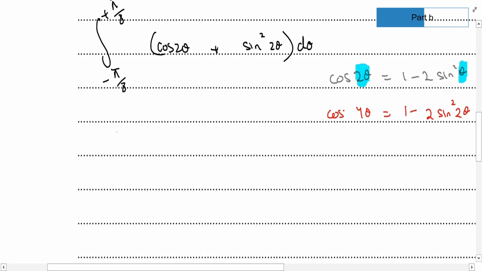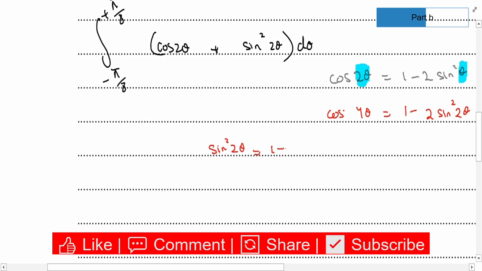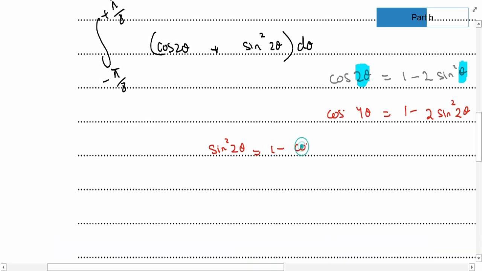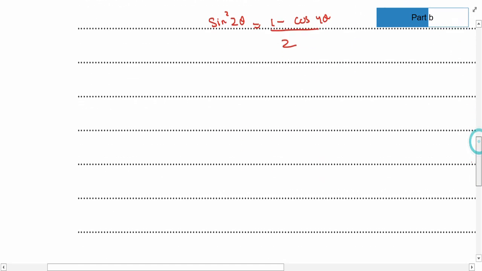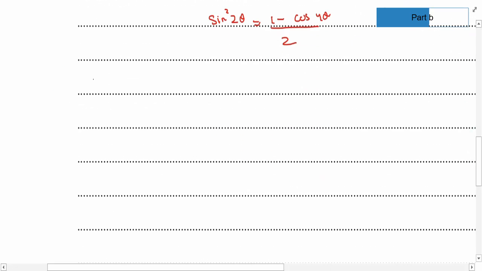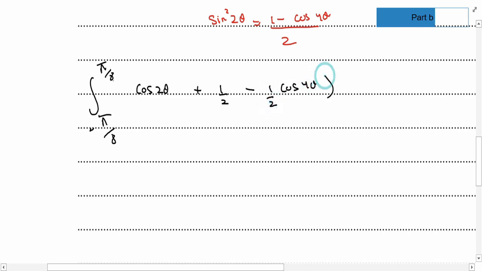Now if we make sine square 2 theta the subject, it would become 1 minus cos 4 theta whole divided by 2. So our integral would become the integral from minus pi by 8 to plus pi by 8 of cos 2 theta plus 1 by 2 minus cos 4 theta by 2 whole d theta.